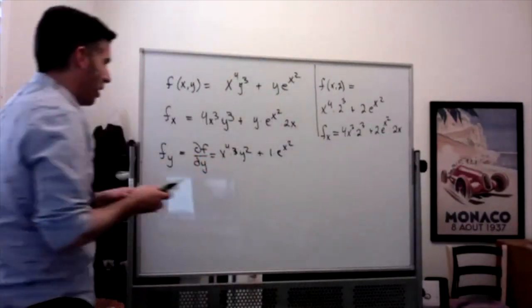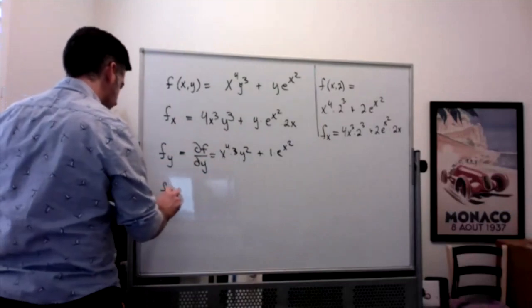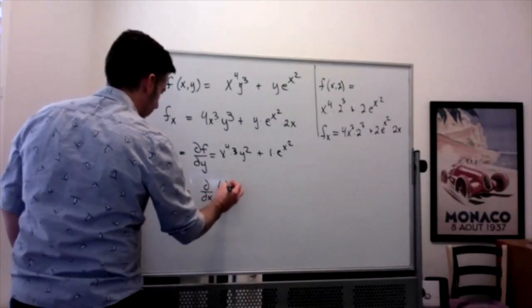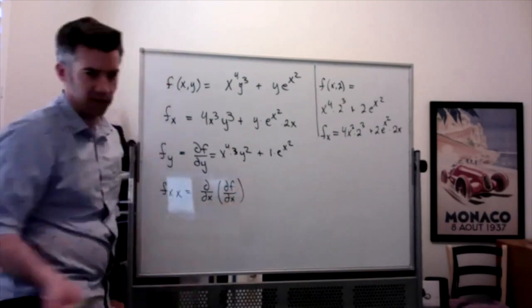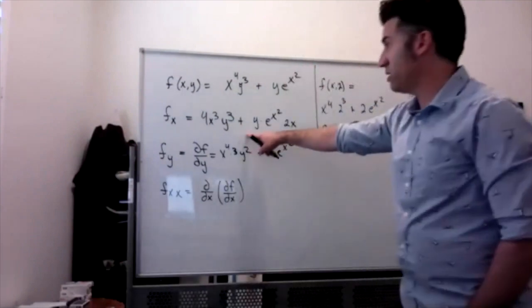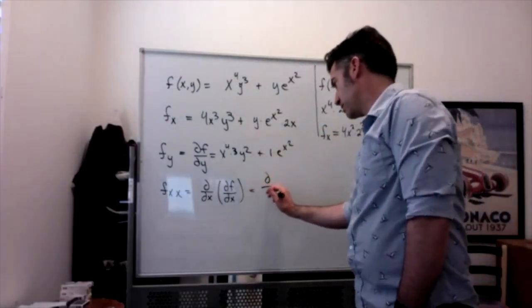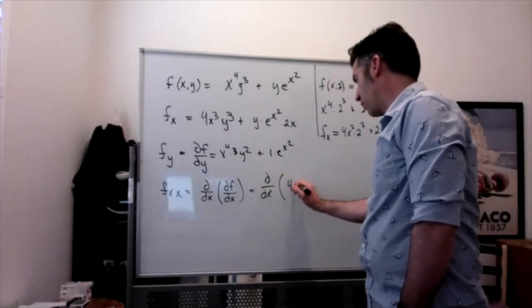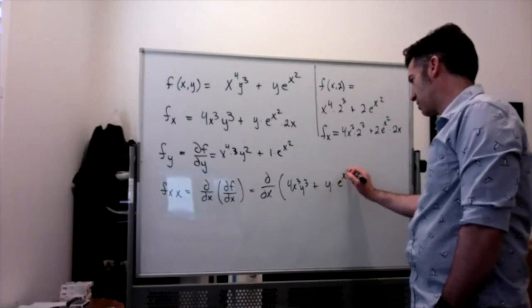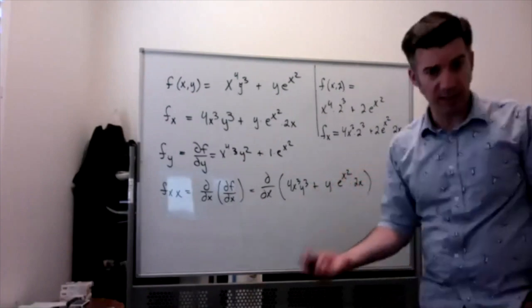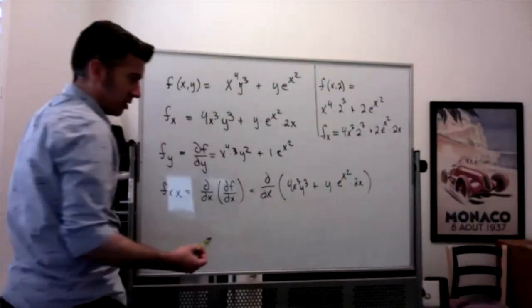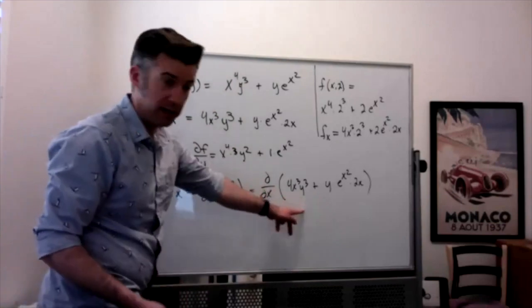So we can find fxx, which is the partial with respect to x of the derivative of the function with respect to x. So it's the derivative with respect to x of the derivative with respect to x. We're taking the derivative of this with respect to x. So it's del x of 4x cubed y cubed plus y times e to the x squared times 2x. This is going to get a little bit messy. The first part's not so bad. The partial derivative with respect to x here is going to be 12x squared times the constant y cubed.